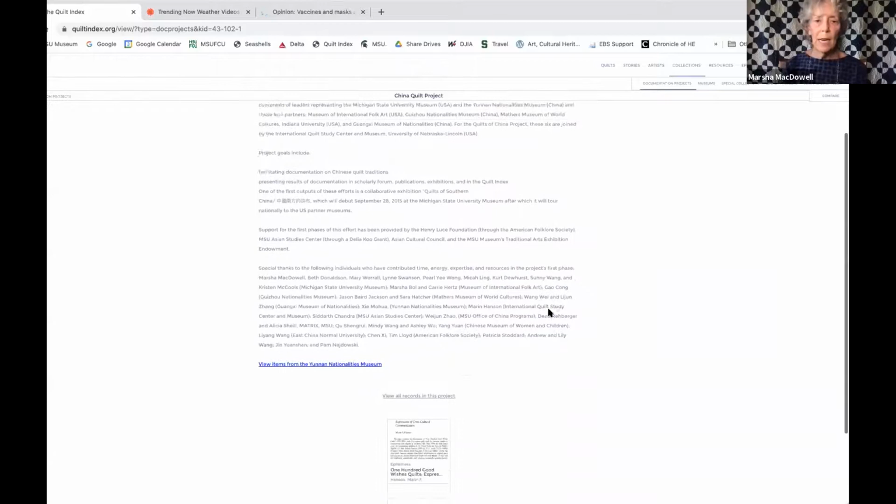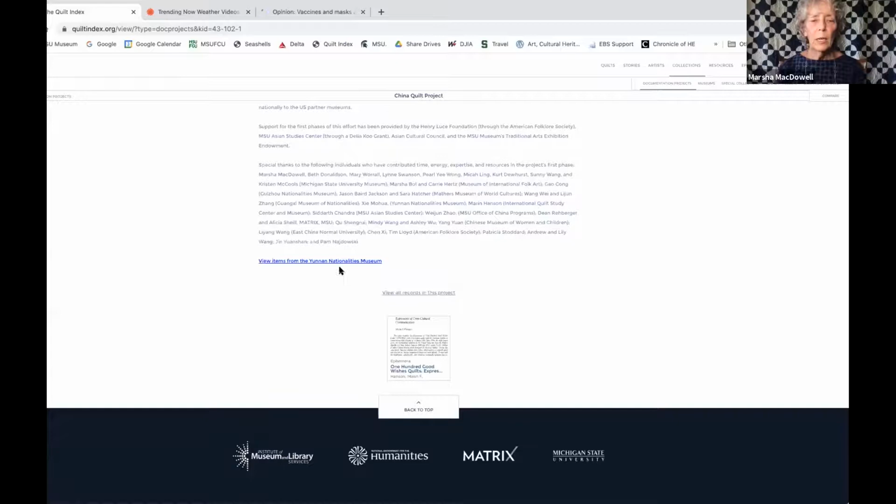And then if you scroll down, you can actually do a couple of things. First of all, if you click right on this, it will bring you to the quilts that are in the collection of the Yunnan Nationalities Museum in China. Eventually, our goal is that we will be adding more from their collection, as well as from some of the other China museums that we've worked with. But here, I'm going to click and in a moment take you right to seeing all of the quilts that are in the Michigan State University Museum collection. We'll also be adding ones from the International Quilt Museum.